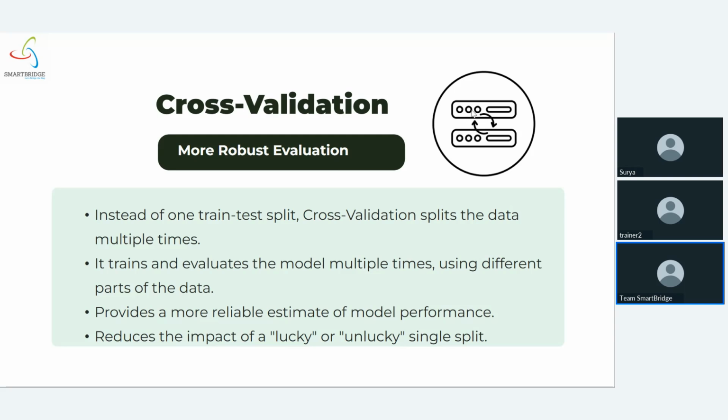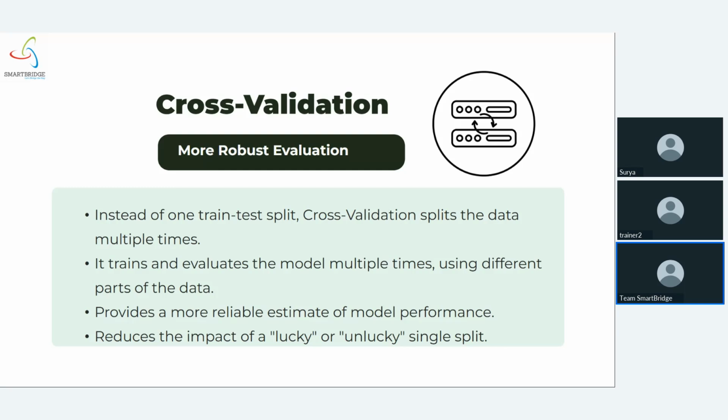And at one stage, you'll be using these two for training and the middle one for testing. At another stage, you'll be using these two for training and the first one for testing. So what cross validation does is at every stage, it trains the model with a different test and train data split. So it provides a more reliable estimate of model performance and reduces the impact of a lucky or unlucky single split.